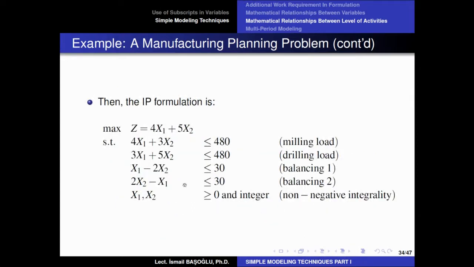Therefore, instead of writing the absolute value constraint, we can write these two constraints in order to obtain an integer programming formulation here. Finally, the number of parts that we are going to manufacture on any day can only be non-negative integers. And this was the final model that we have seen in this presentation file.